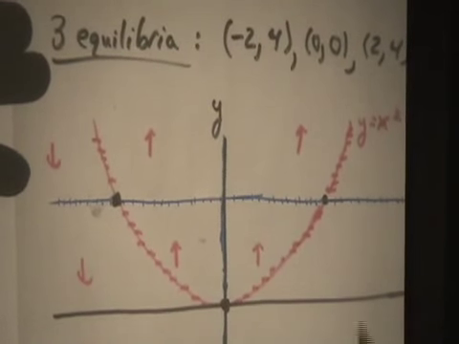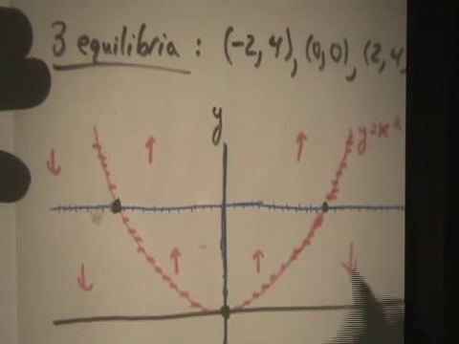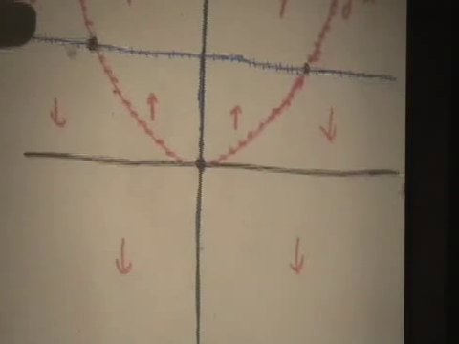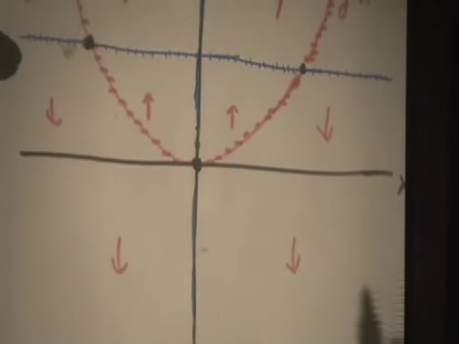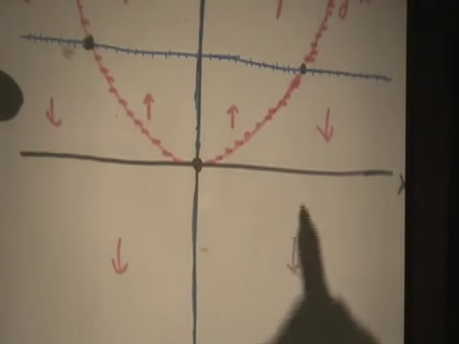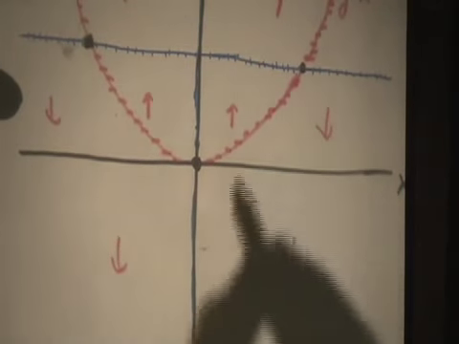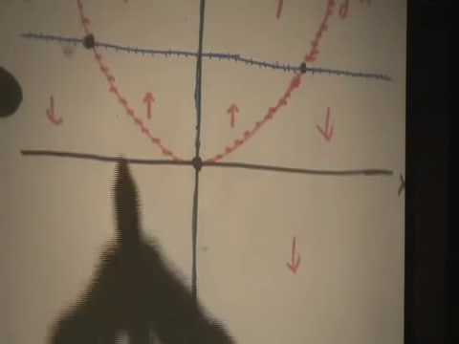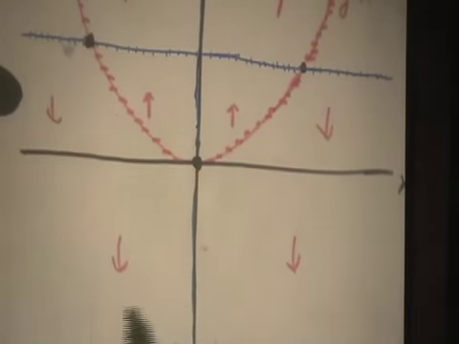I guess it looks like I'm kind of artificially making the x-axis be a separator here. It's not really. It's not an x or a y nullcline. So in reality, I could have just drawn one big down arrow in this entire region over here, and one big down arrow in this entire region over here.